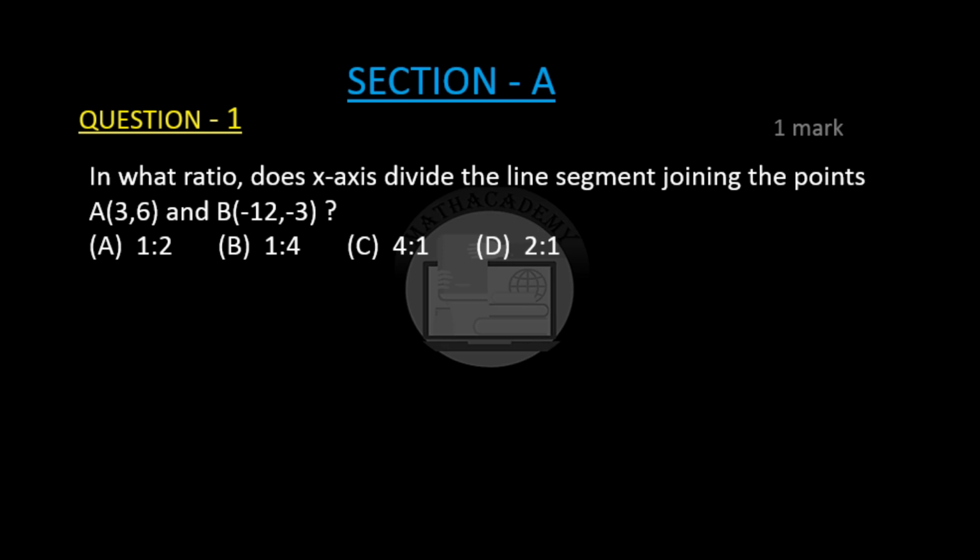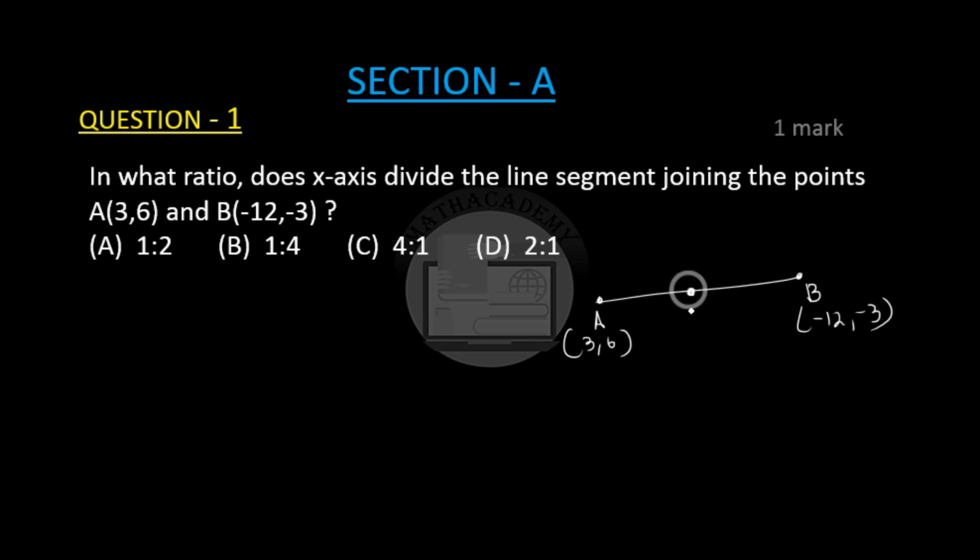The question says, in what ratio does the x-axis divide the line segment joining the points A and B? The coordinates of A and B are given. Let us draw the line. Coordinates of A are 3, 6. Coordinates of B are -12, -3. In what ratio does the x-axis divide?